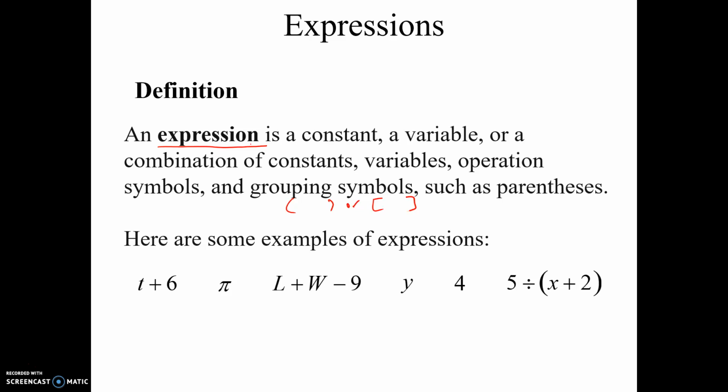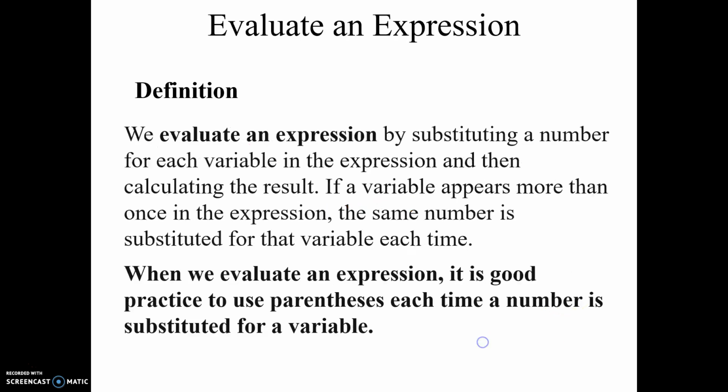And here are some examples of expressions. We have t plus 6, that's an expression. It's a combination of a variable, an operation symbol, which is the addition sign, and a constant. Pi, an expression could just be one term. L plus W plus minus 9, it could be multiple terms. Again, y, an expression could be just one term. 4 could be just a number. 5 divided by the quantity x plus 2. These are all examples of expressions.